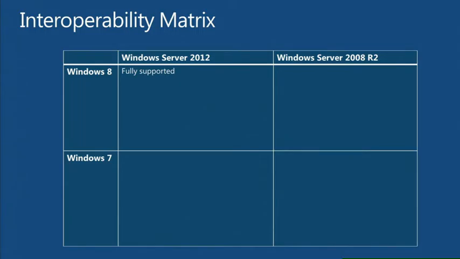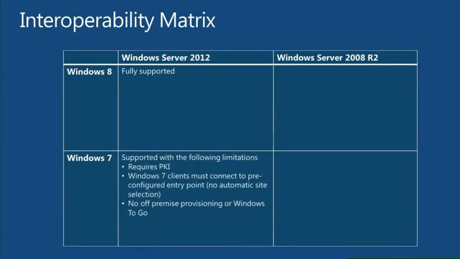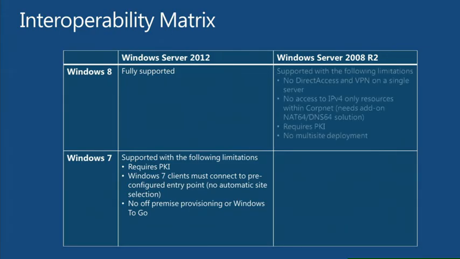So the interoperability matrix, this is the one I was referring to earlier. I'm going to breeze through this as we're running a little short on time. Windows 8 and Windows Server 2012, all features are fully supported. That's the latest wave of the offering that we have. With Windows 7, we have some limitations. Windows 7 does require the deployment of PKI infrastructure for Windows 7 clients to be able to talk to Windows Server 2012. Windows 7 clients don't have the capability to do automatic site selection. We talked about that earlier. And we don't have off-premise provisioning to go with Windows 7.